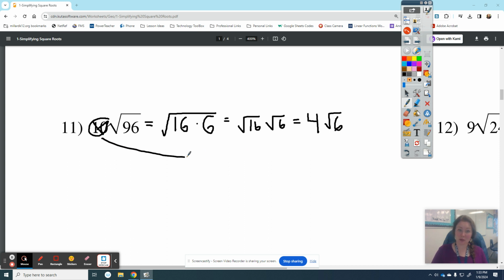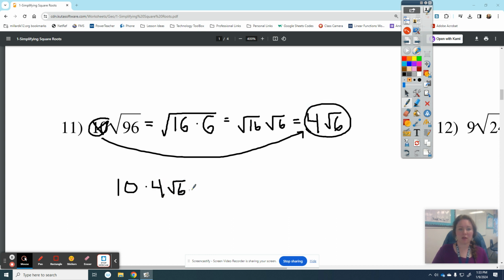Now, I'm not actually allowed to ignore this 10 though. So really, because the 10 is squished right next to the square root of 96, that means 10 times this right here, 4 root 6. Well, this is all just being multiplied together, right? There's an invisible times right there as well. So I'm allowed to multiply 10 times 4, which equals 40. And that root 6 still just stays there. So if there's a number in front, that is how you simplify it. So that was kind of an introduction and also a long video about how to simplify square roots.